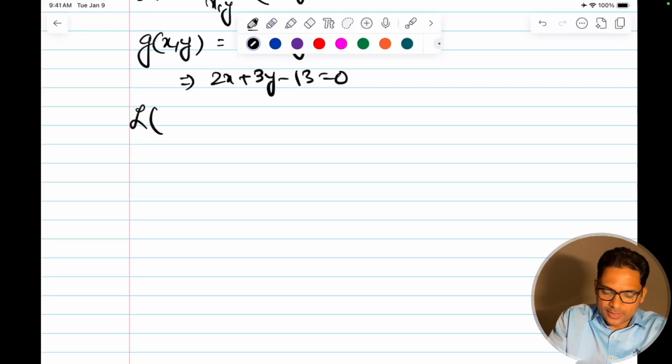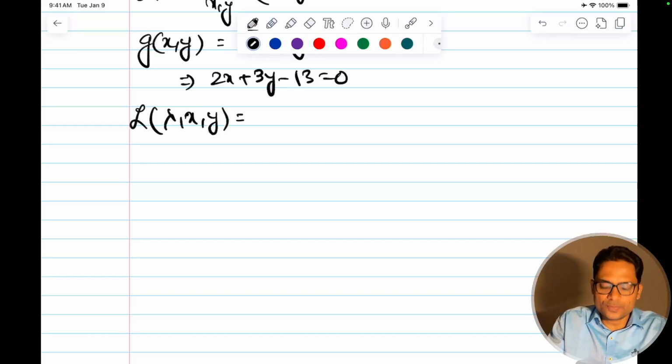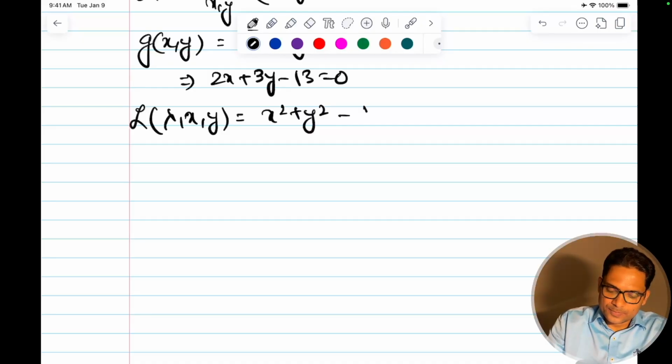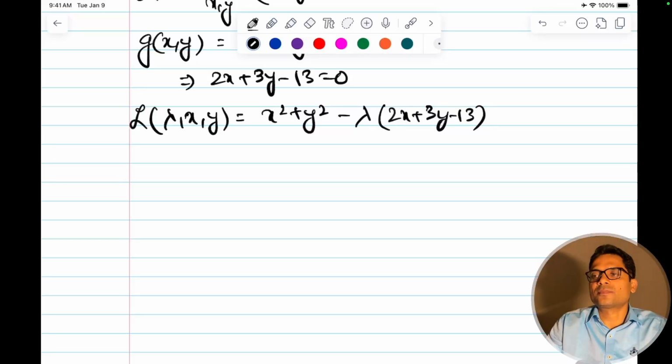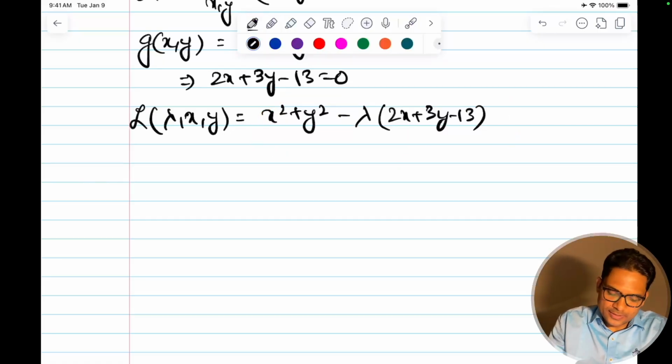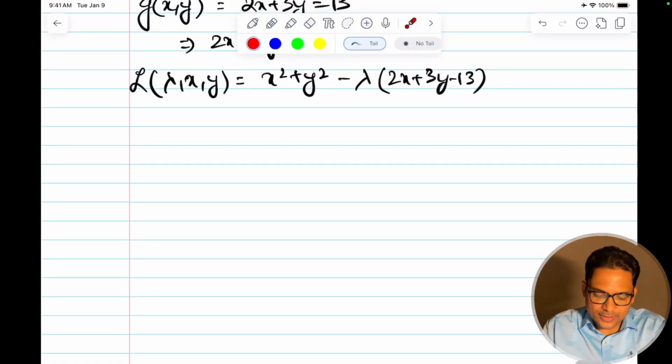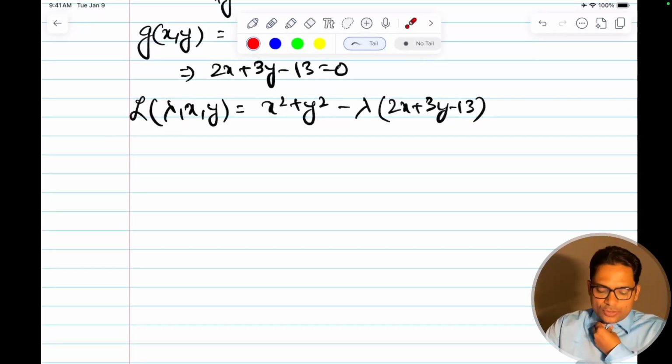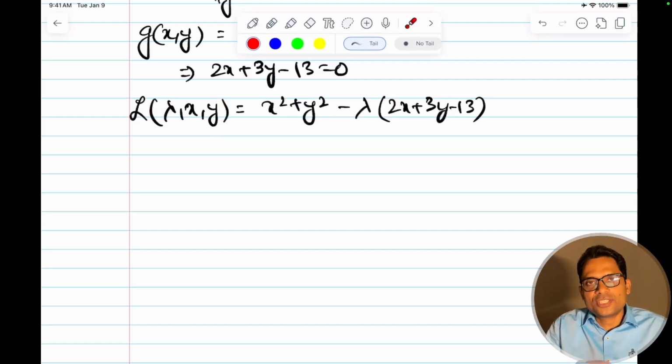So now my L of lambda, x, y is equal to x square plus y square, and then minus lambda times g(x, y), so minus lambda times (2x plus 3y minus 13). This is your Lagrangian. Now we have to optimize this. Single variable was fine, but now this is two variables plus a Lagrangian multiplier. For getting the optima, we will have to differentiate it with respect to each term.